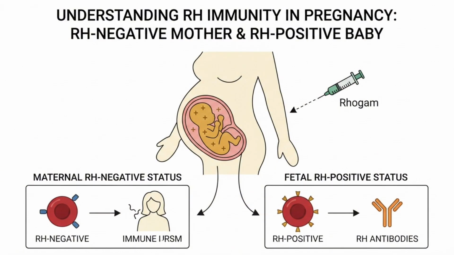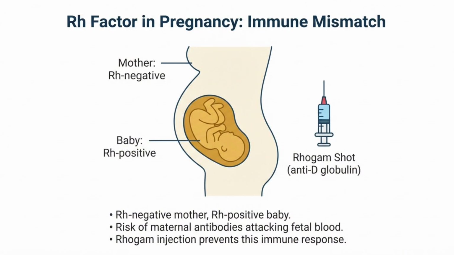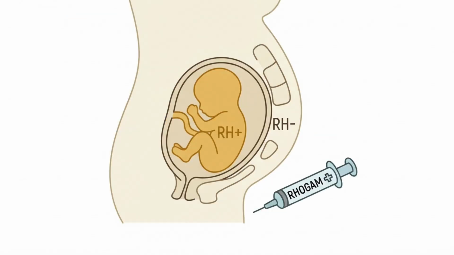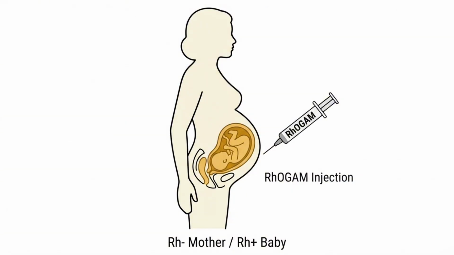However, before that treatment existed, this exact mismatch caused a serious condition in newborns, showing how a single missing protein can turn a mother's own immune system against her child. One keycard, absent or present, rewrites the rules of an entire pregnancy.